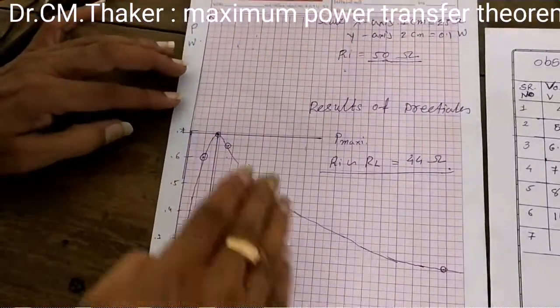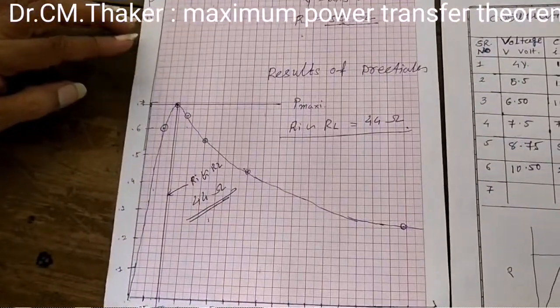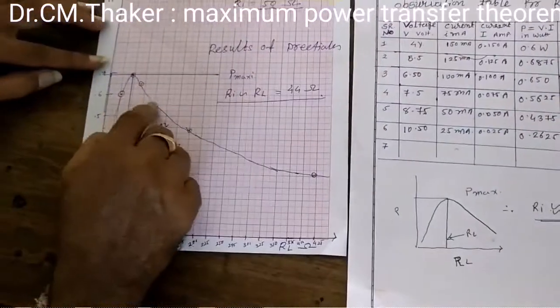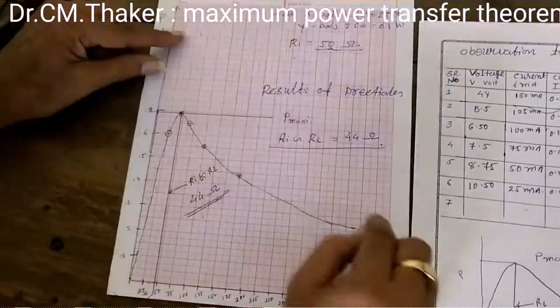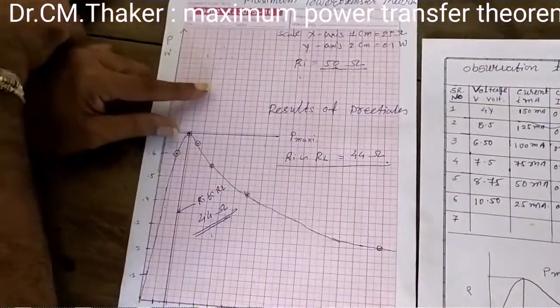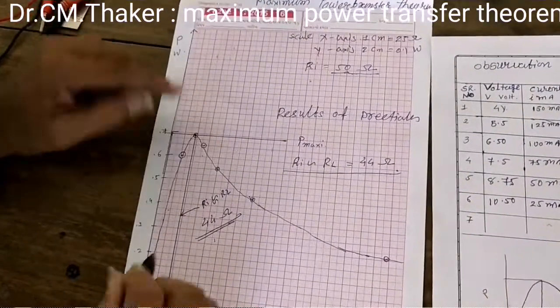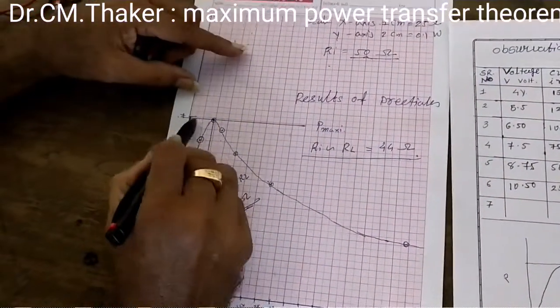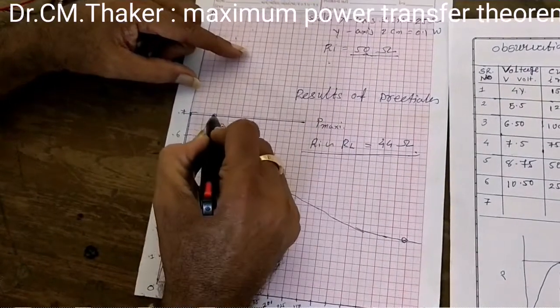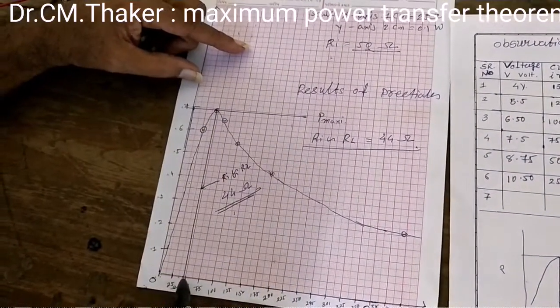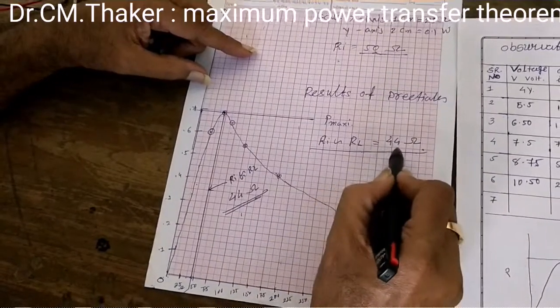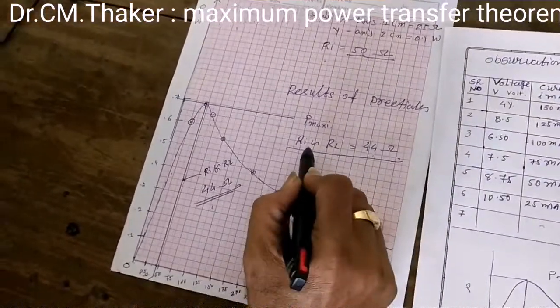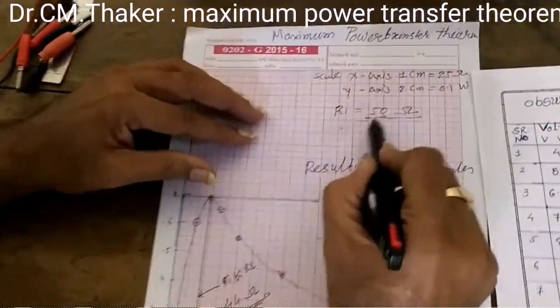And just you start to draw 100 ohm, 175, 420, and you will find out the points according to power, and just you draw the curve from the origin. So the peak is the maximum power, and just you go down on the x-axis, you will find out the load resistance RL. So load resistance RL shows 44 ohms. At that time Ri was 50. We used 50 ohms, right?